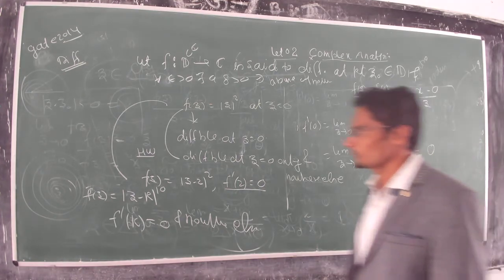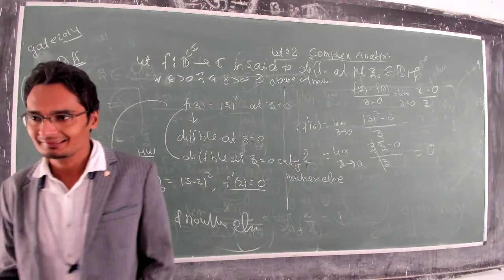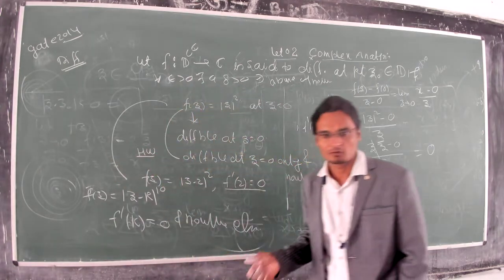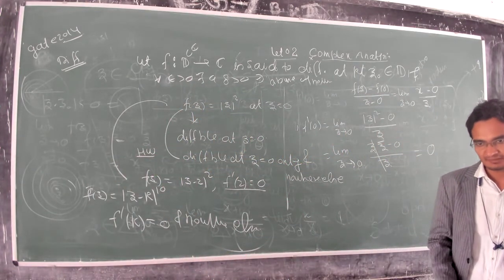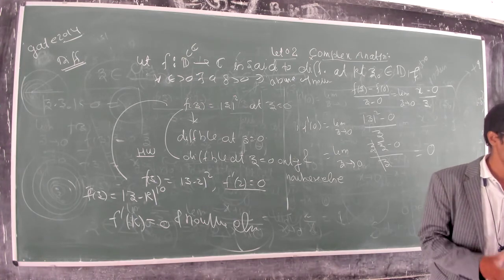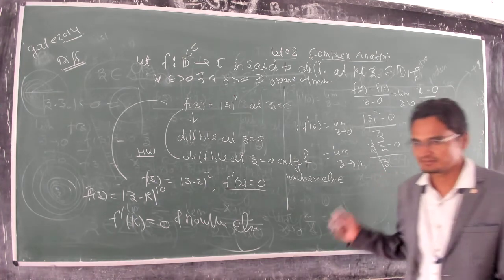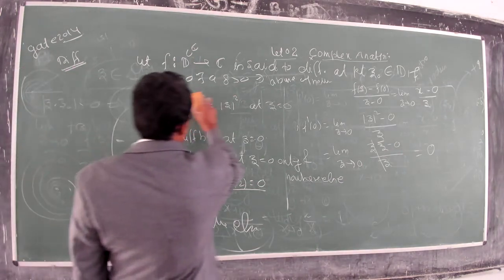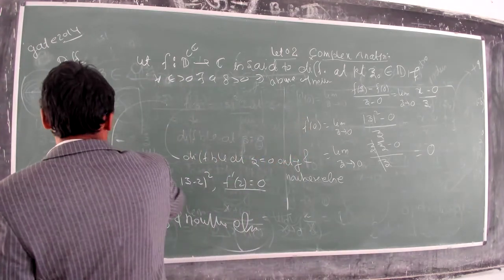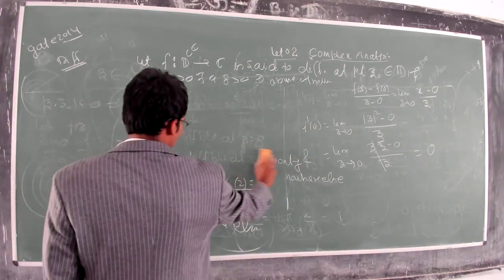So in this way, if we notice, this is taking time to check the differentiability. Do we have some method that we can check it very fast? Then the answer is yes. So what is that method? You know what is the difference between necessary condition and sufficient condition?